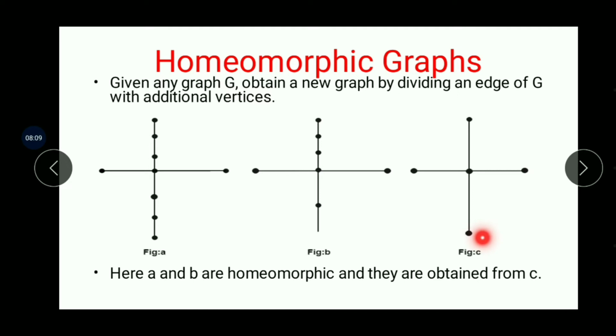In the given figure here, we have a graph C. We divided the edges of C into certain edges by adding some vertices. So we have added some vertices here. In this graph we have added some vertices here, and we have added some vertices here. So these two graphs A and B are homeomorphic with each other. Okay, and they are obtained from the graph C. So these are the homeomorphic graphs.